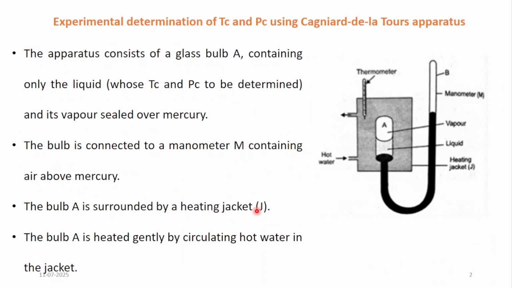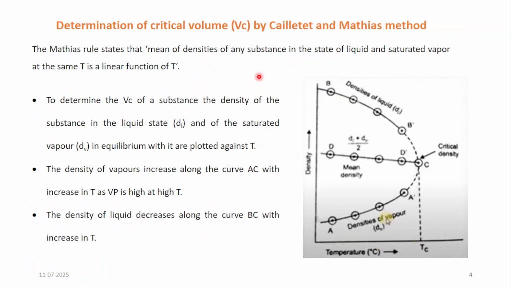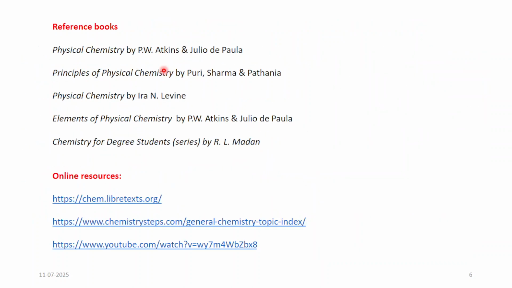In summary, we have seen the Cagniard de la Tour's apparatus to determine Tc and Pc of a substance, and we also saw how to determine critical volume by the Cailletet and Mathias method. You remember this Mathias rule. These are the references. Thank you for watching.